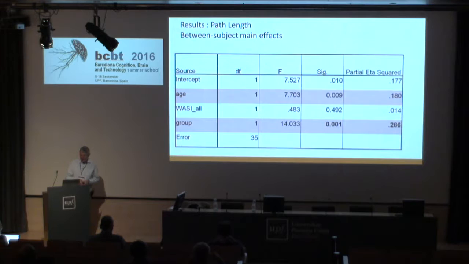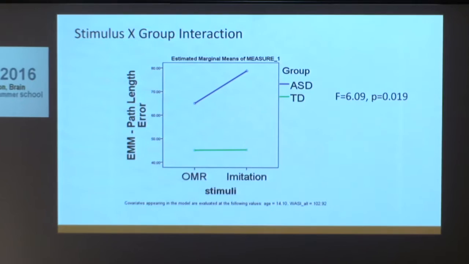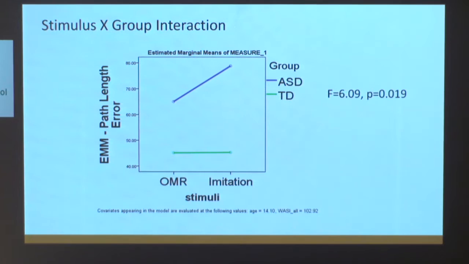Here we're looking at error. We can measure the root mean squared error. Basically, you can draw a line, and we measure the absolute difference between the two. So first of all, there's a large group effect, but the more interesting thing is that there's a significant interaction. Whilst the autism group performed pretty badly on both, they perform even worse on the imitation.